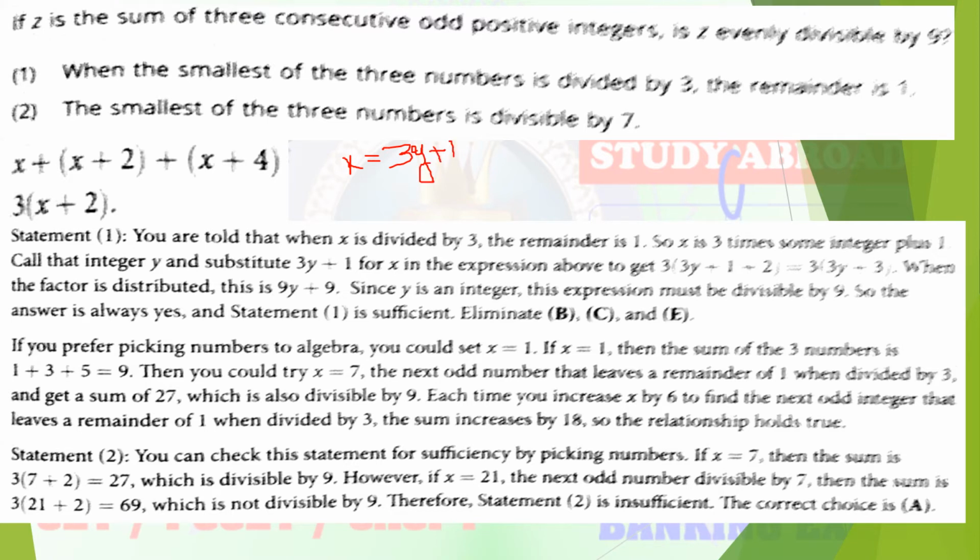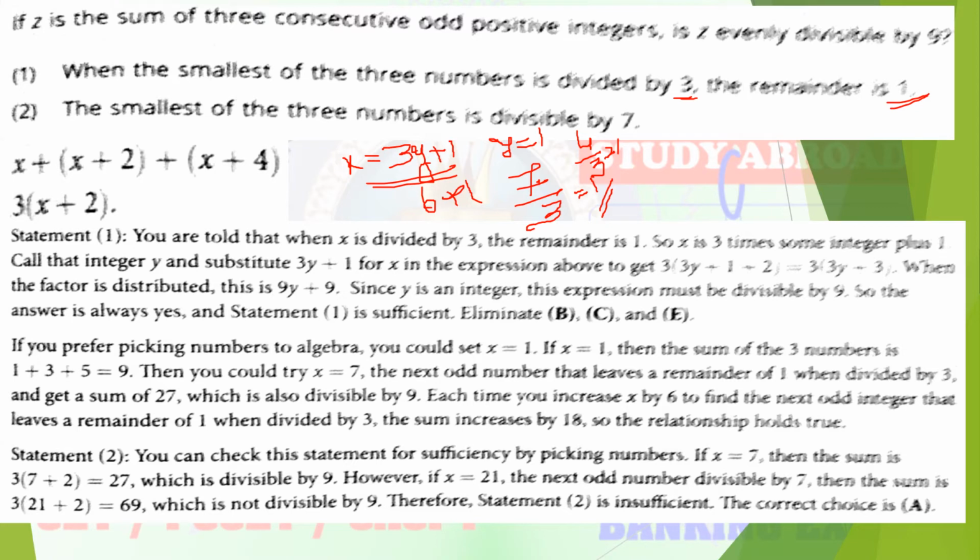y is any number, 1, 2, 3, any number. I will take y equal to 1: 3 plus 1, 4. 4 divided by 3, the remainder is 1. Next, I will take y equal to 2: 6 plus 1, 7. 7 divided by 3, 3 twos are 6, the remainder is 1. So like that, x is equal to 3y plus 1, where 3y is a multiple of 3, and plus 1 is the remainder.